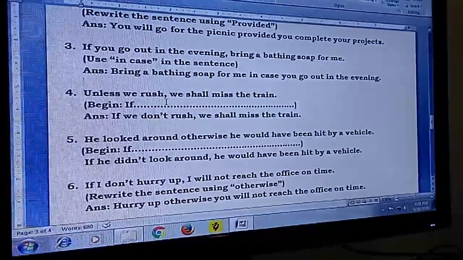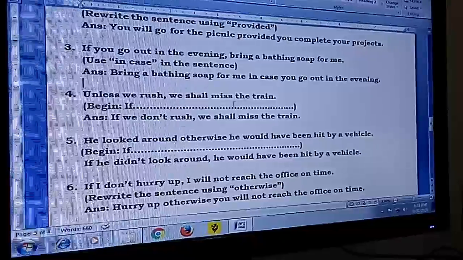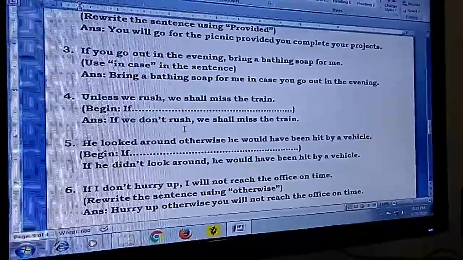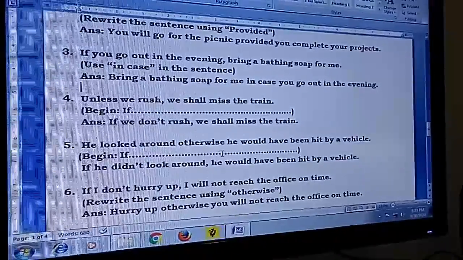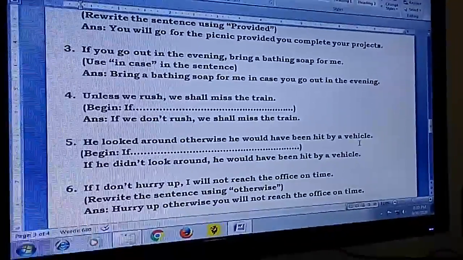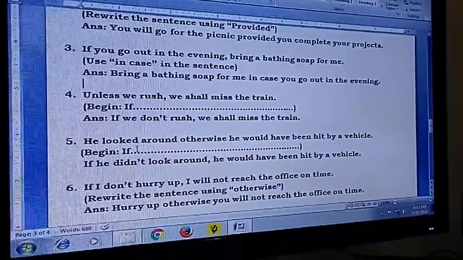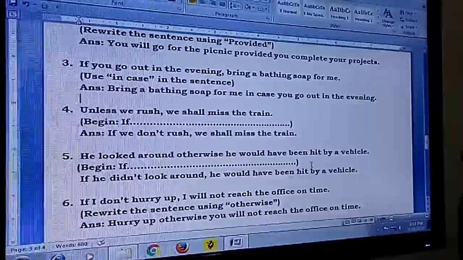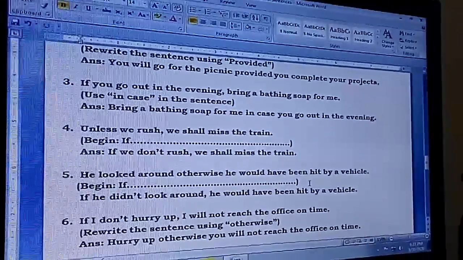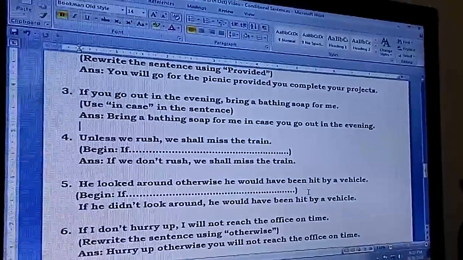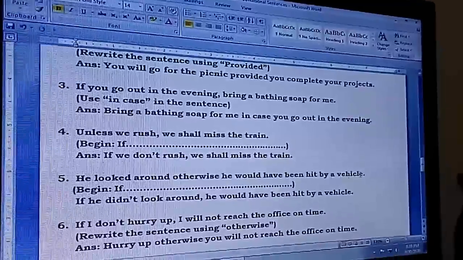Unless we rush, we shall miss the train. Begin with if. So obviously it will become a negative again. If you don't rush, we shall miss the train. Number 5, he looked around, otherwise he would have been hit by a vehicle. It is a little advice to each and everyone. Look before you leap, they say. But not only that, when you walk or especially when you cross the road, you always look around and then take your steps. Otherwise, this accident may take place.